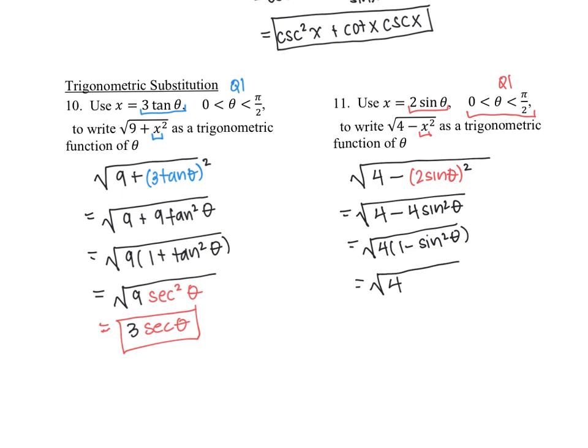Okay, 1 minus sine squared theta is equivalent to cosine squared theta. And then when I square root 4 cosine squared theta, because I'm in quadrant 1, I get positive 2 cosine theta. And again, they're just trying to get you thinking like this, so when it comes up again in a later chapter, you'll recognize it.